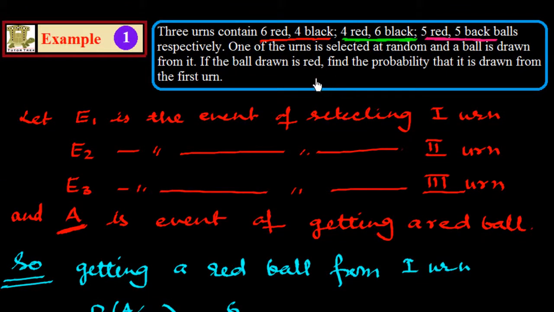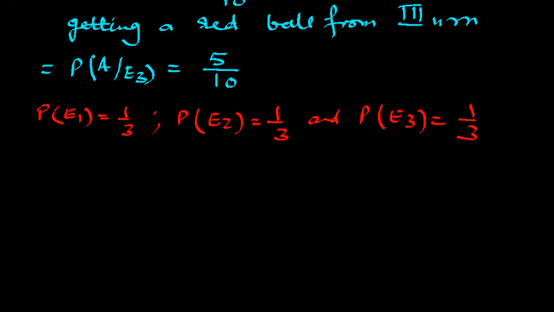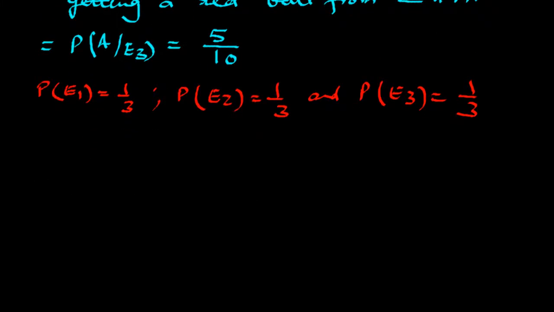Now look at what we have to find out. One ball is drawn from an urn which is selected randomly, the ball drawn is red, and we have to find the probability that it is drawn from the first urn. So A is given to us, the ball is red, and we have to find that the ball came from the first urn, E1. So we have to find the probability of E1 given A.